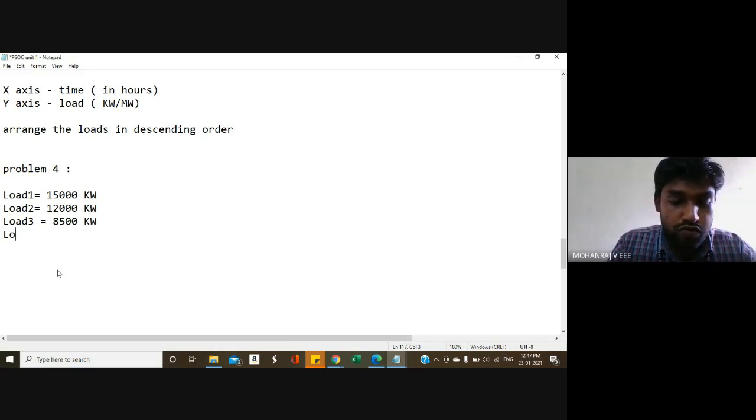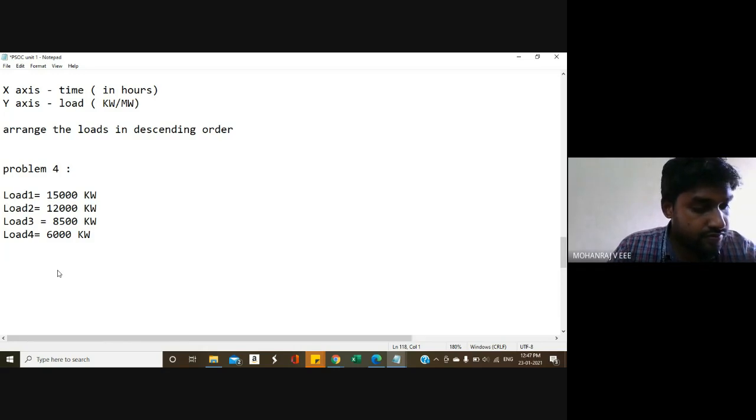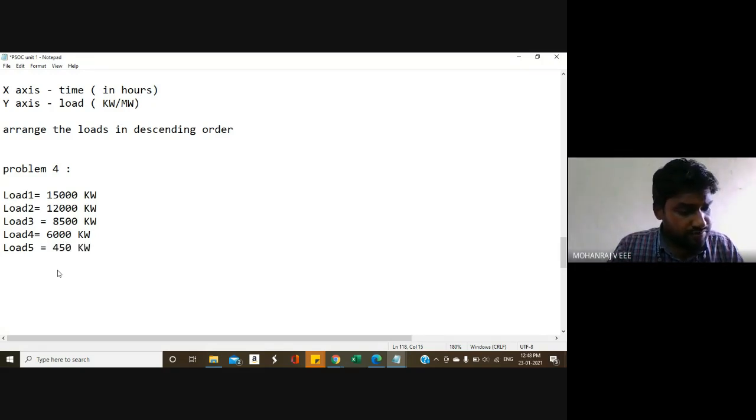Then load 4 is equal to 6,000 kilowatts. Then load 5 is equal to 450 kilowatts. So load 1, 15,000, load 2, 12,000, load 3, 8,500, load 4, 6,000, load 5, 450 kilowatts.